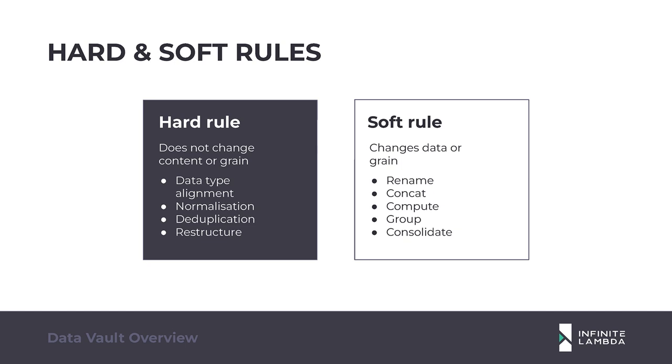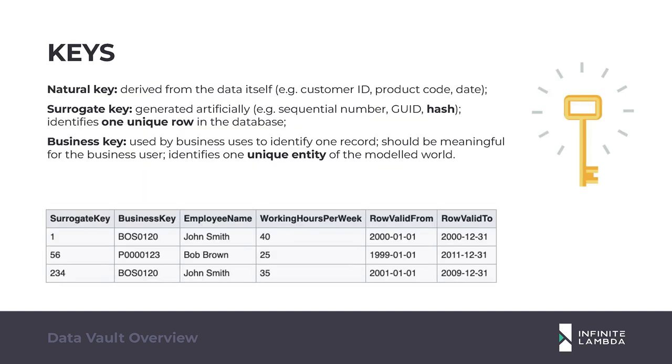But those are hard rules. Second is soft rules. Soft rules, yeah, you guessed it, change data. So you do aggregation, you do metric calculation, and rename, concat, compute, whatever that is, and actually change the content of the column or the row itself. Okay, pretty straightforward. Next one is keys.